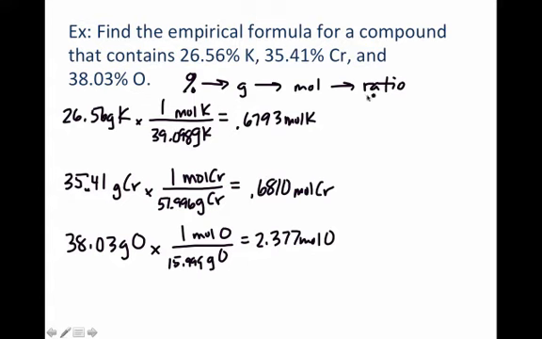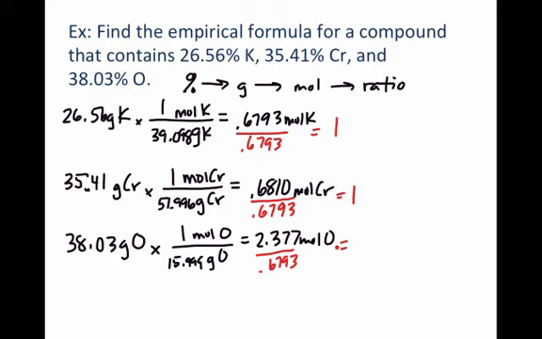Well, the trick to getting the ratio is you look at your 3 numbers that you have for moles and then you divide each one by the smallest. So if I look at these three numbers, the smallest would be this first one, 0.6793. So I'm going to divide all three of these numbers by the smallest, 0.6793. Okay, so this one's going to come out to 1. If you divide this one, 0.6810 divided by 0.6793, you get 1.0025, which we're going to round to 1.